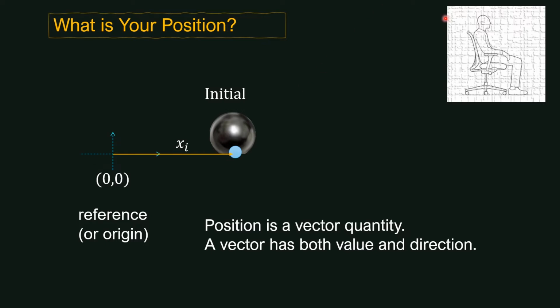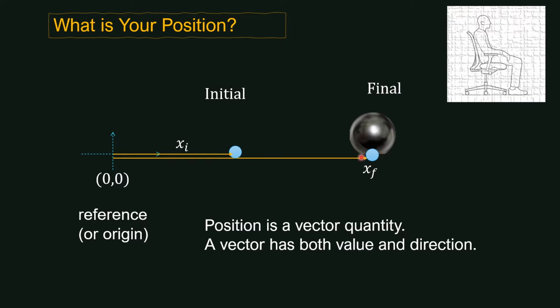Initial position in physics is when you start measuring the position. The object could be at rest or already moving when you start timing the motion. Now the ball starts moving. Whenever you decide to make another measurement, it has a new position. The new position is final position.